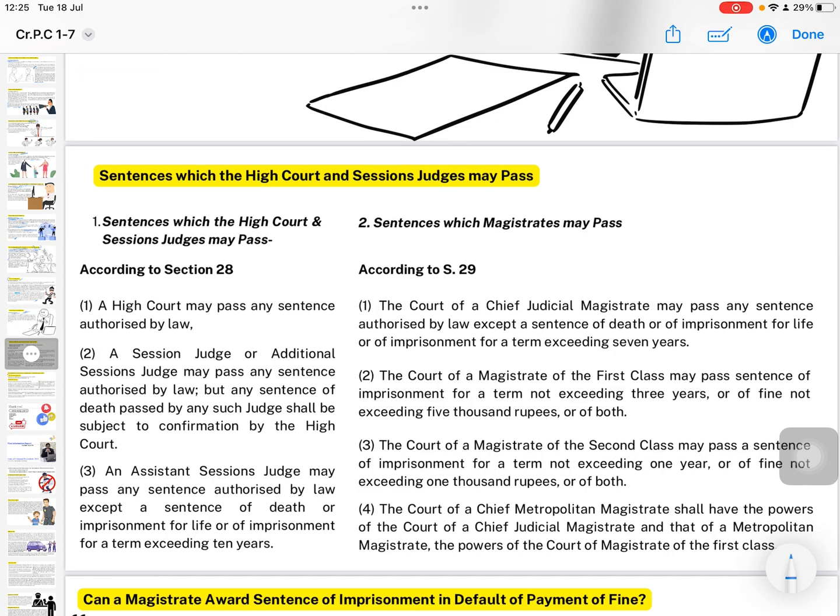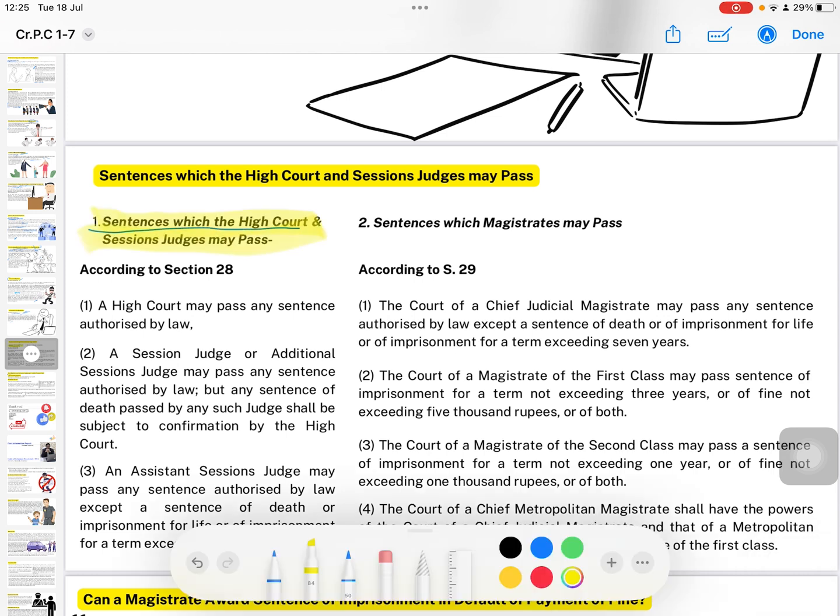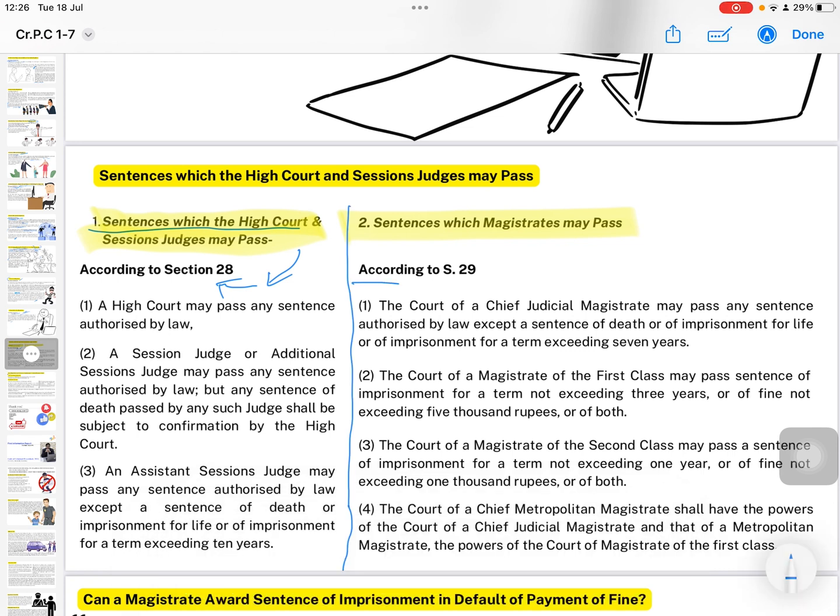Sentences which the High Court and Session Court may pass. Sentences which a magistrate may pass. तो देखते हैं. According to section 28, a High Court may pass any sentence authorized by law. According to section 29, the court of a chief judicial magistrate may pass any sentence authorized by law except a sentence of death or of imprisonment for life or of imprisonment for a term exceeding 7 years.